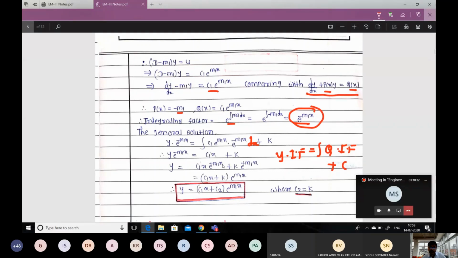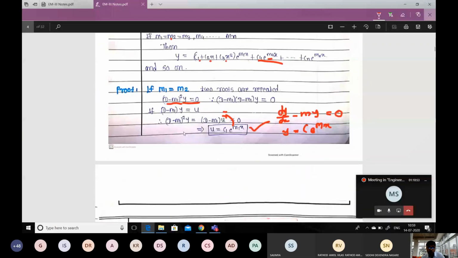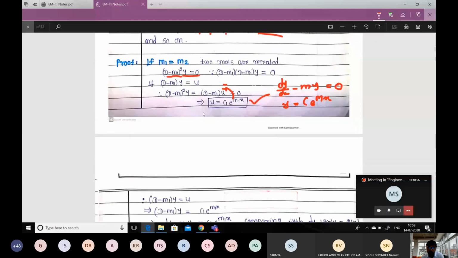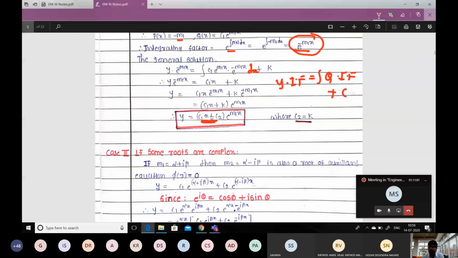And we can take e to the power m1x common. So inside the bracket we have c1x plus k, outside the bracket e to the power m1x. And look at this pattern. That's why there is an x. Now you can see the reason behind why I'm using that x in case of repeated root. The reason is here. Here is the proof. In case of repeated roots, if we have m1 equal to m2, then in the final solution definitely you are going to get the solution in terms of c1x plus c2.